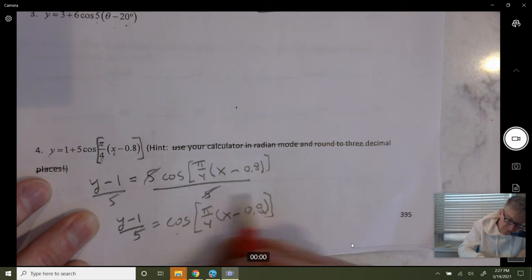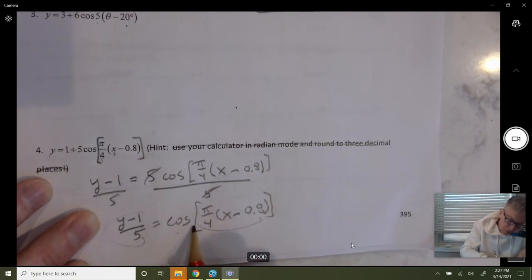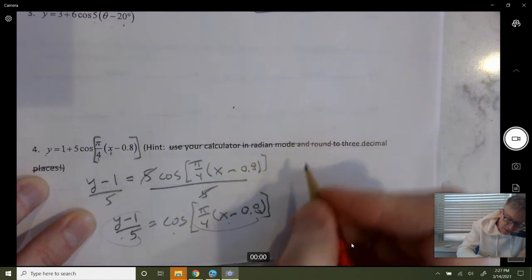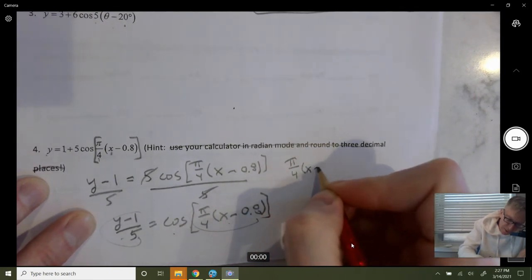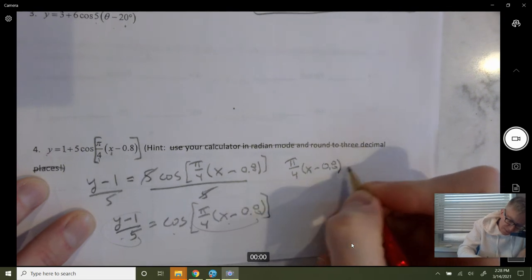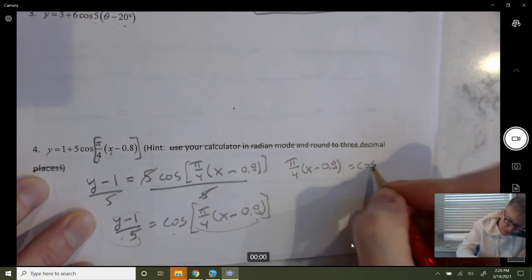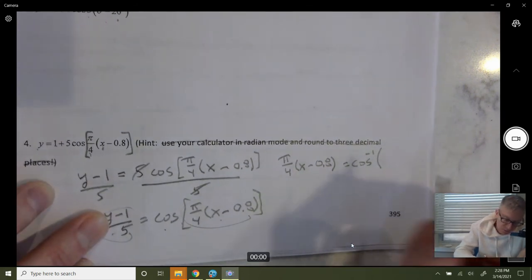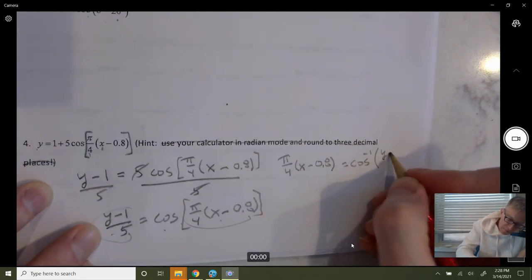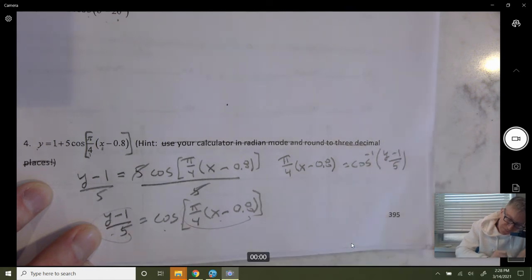Now we've got cosine of our angle equals our ratio. We're going to turn it to cosine inverse, and the input and the output switch places. So this thing comes over here: pi over 4 times x minus 0.8 equals cosine. Cosine turns into cosine inverse, or arc cosine. You could write it either way. Y minus 1 over 5.